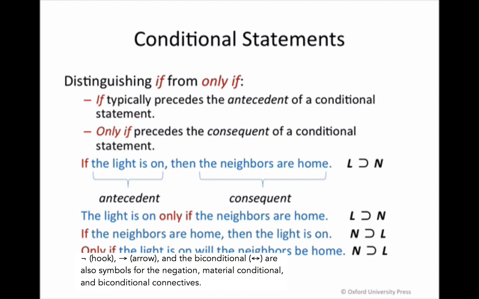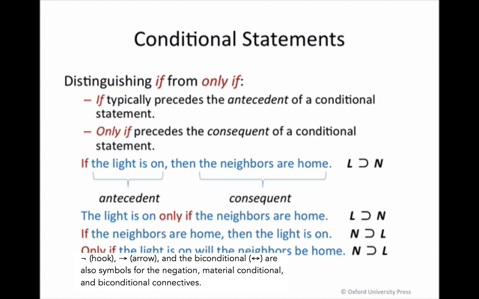Now, one thing that's a little bit tricky and worth pointing out, we'll spend more time on it a little bit later, is the difference between an if sentence and an only if sentence. Take a look at the sentence: if the light is on, antecedent, the light is on, then the neighbors are home, consequent, the neighbors are home. Whatever comes immediately after if, the antecedent, goes on the left side of the horseshoe, right?